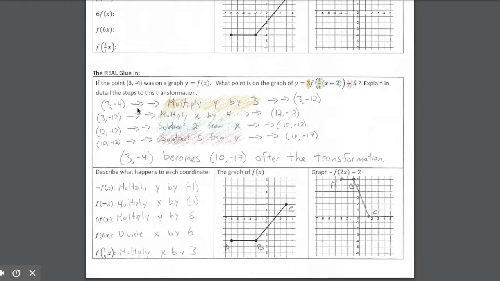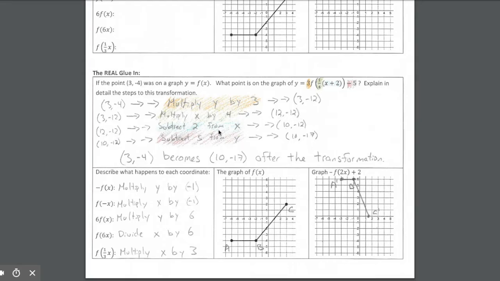So 3, -4, you multiply the y coordinate, -4, by 3, because there's this 3 outside. All right? So it became 3, -12. I then took the x coordinate and I multiplied times 4. That 1/4 dictated that. Kind of looks like you should multiply x by 1/4, but it's actually the opposite of that. So you could think of it as dividing by 1/4. I just think of it as multiplying x by 4. So that's how I got 12, -12.